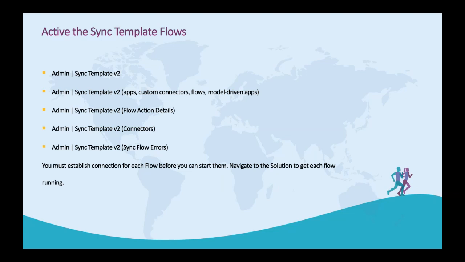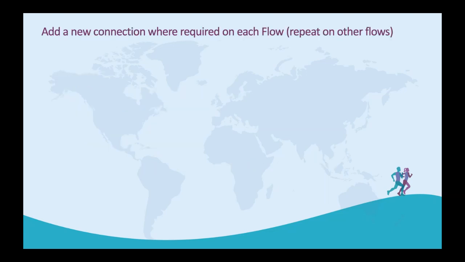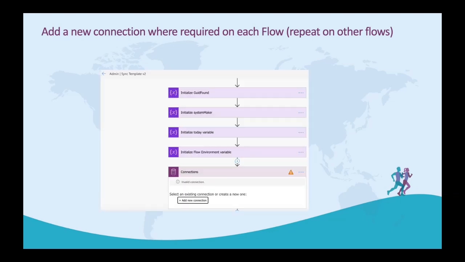Again, you must establish a connection for each flow before you can start them. The way you do that is you navigate to the solution to keep each flow running. These flows have to be run in a certain order, so the first two you have to start first. When you add a new connection, it's required on each flow. If you're familiar with Flow, you're familiar with this screen. Every one of these flows has connections, so as a GA or Power Platform admin, you have to use that account to add the new connections.